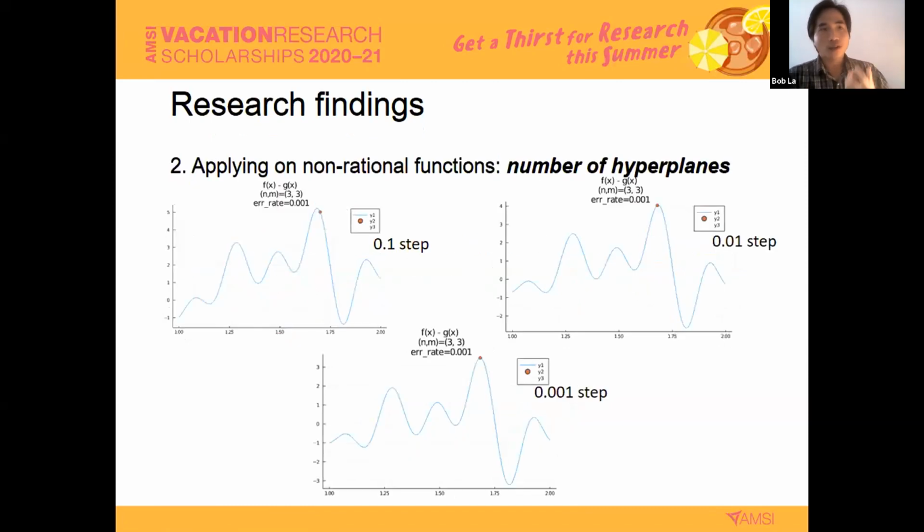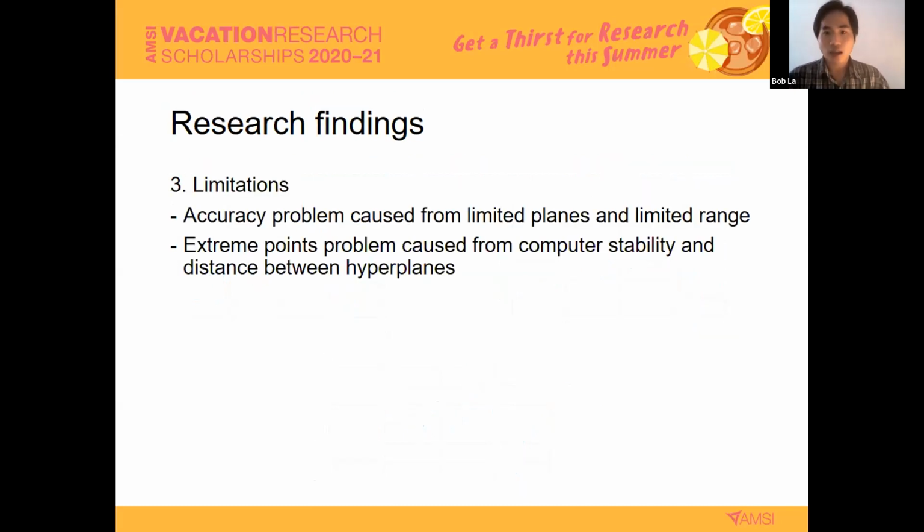So after everything like this, we realize there are a lot of limitations to this method, even though it's really good in terms of easy implementation and the idea works well. But there are limitations because, in the end, the whole range from A to B is infinite, and here we are using finite planes, so we can only do it on a very limited range. And sometimes we have extreme points, like computer stability and the difference between higher planes.